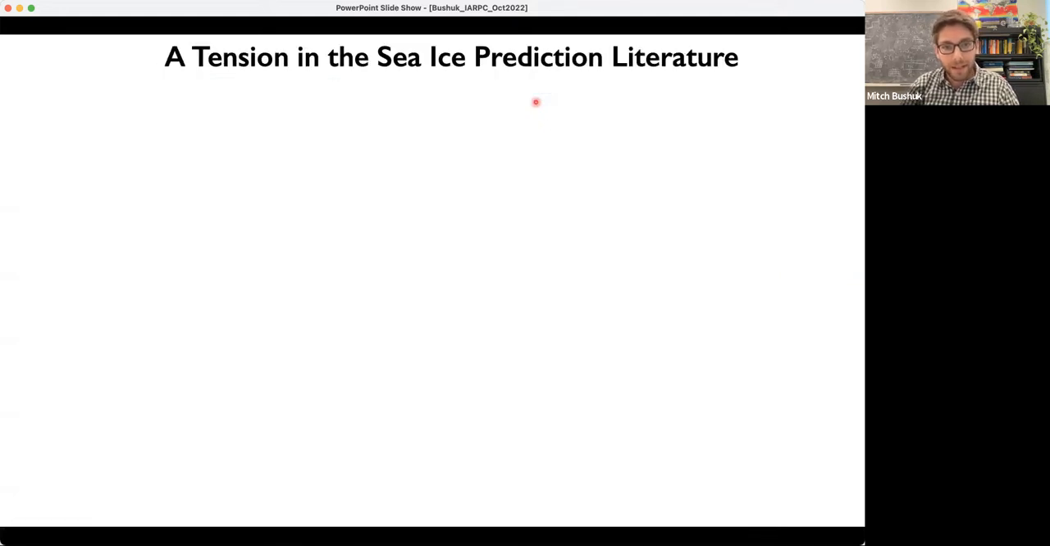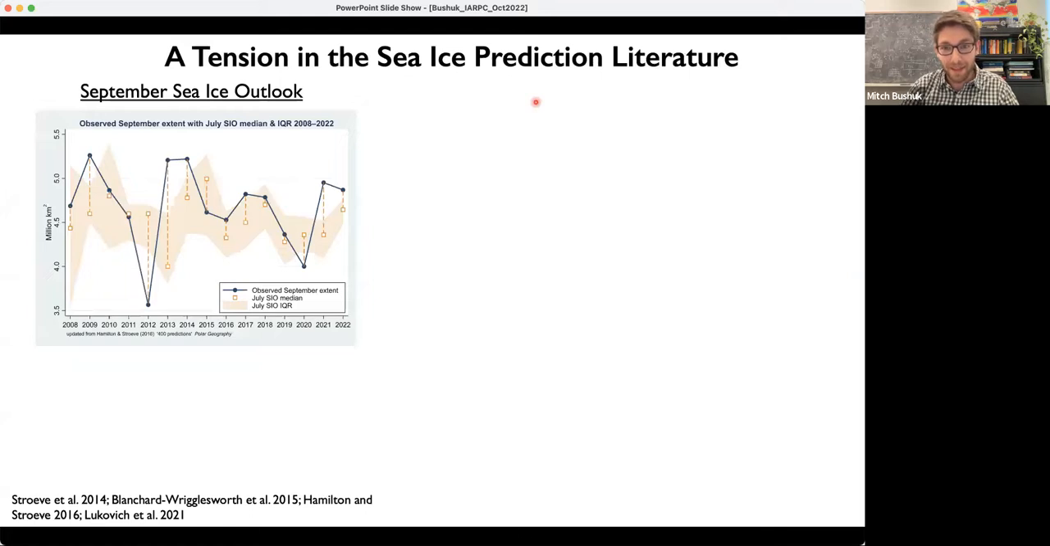Regarding this question, there's an interesting tension, what I would call, in the sea ice prediction literature. On one side, you have studies focused on the Sea Ice Outlook. This is a version of the figure Ed showed earlier from Larry Hamilton's paper, which basically shows the point that Ed made: that the Sea Ice Outlook models, if you look at the SIO median prediction, for example, don't look particularly skillful.